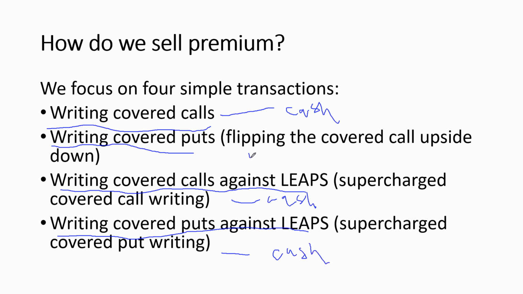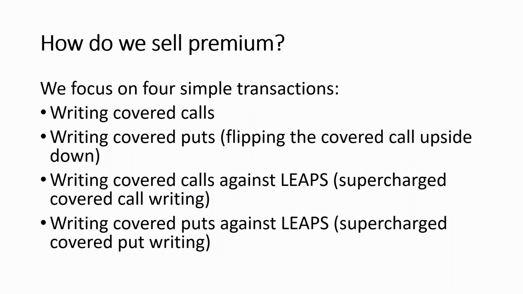The covered put is a margin trade, but its sister, writing covered puts against LEAPS, the poor man's covered put strategy, otherwise known as the bear put diagonal debit spread. This sister strategy, which behaves just like its original parent strategy, is a cash trade, so we can get the same benefits of the covered put and still be able to trade it in our tax deferred or tax-free accounts.